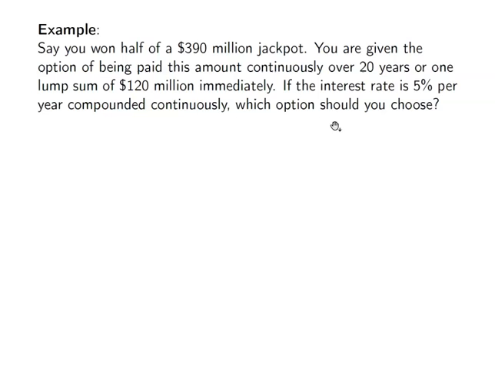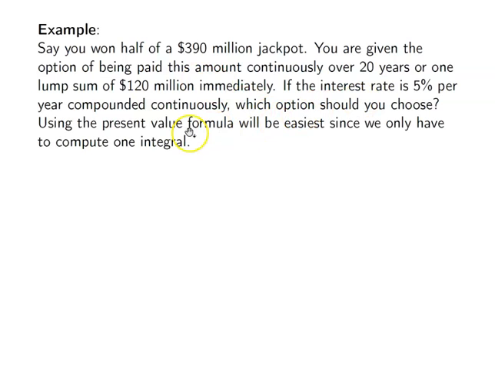We could do this one by one, but that would take a very long time, right? Over 20 years. It doesn't even say how often we would be paid, right? It's just that we would be paid continuously over this 20 years. So using the present value formula is going to be the easiest because we have a present value. So this means I only have to compute one integral.